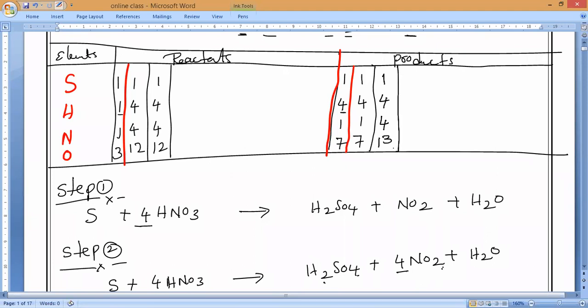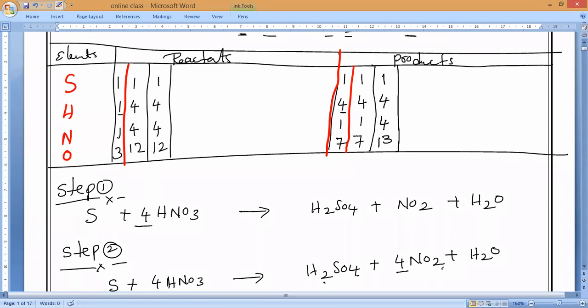Clear, everybody? So that is what we have to make. Now, if you check it, here 1, 4, 4 and here also 1, 4, 4, and oxygen alone is imbalanced. Yes or no, guys? So sulfur is 1, balanced; hydrogen is 4, balanced; nitrogen is 4, balanced; but oxygen, this side 12 and this side 13.